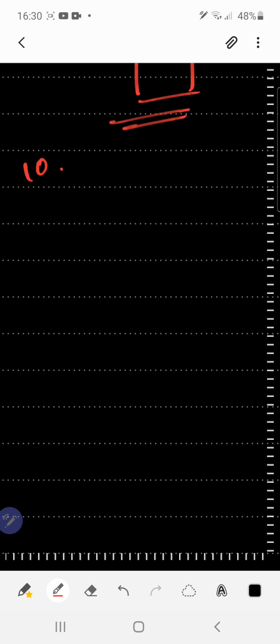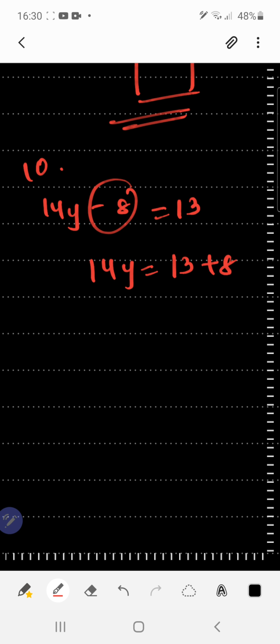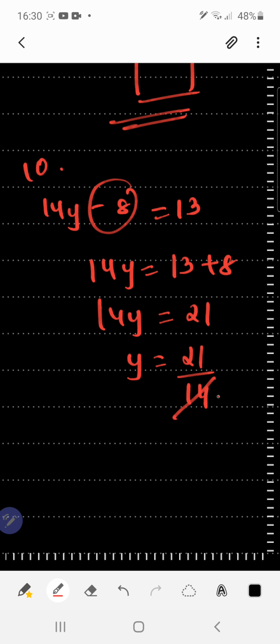Problem number 10. It says 14y minus 8 is equal to 13. 14y I'll keep it here, 13, and this minus 8 will go into plus, so that will be 13 plus 8 and that's 21. Y I'll keep it here, 21 here, and this 14 will go into division. So you can cut off with the table of 7. So your answer is 3 upon 2. If you want to convert into decimal, it is 1.5.